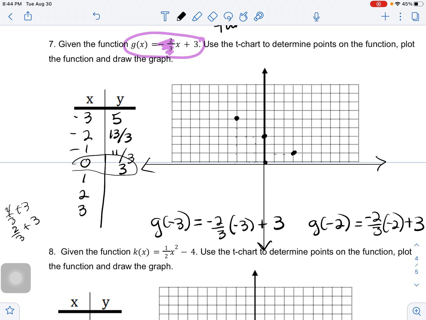If you remember that, that's great. That is a more efficient way to graph a line. If not, I would continue to evaluate the function and plot all the points.